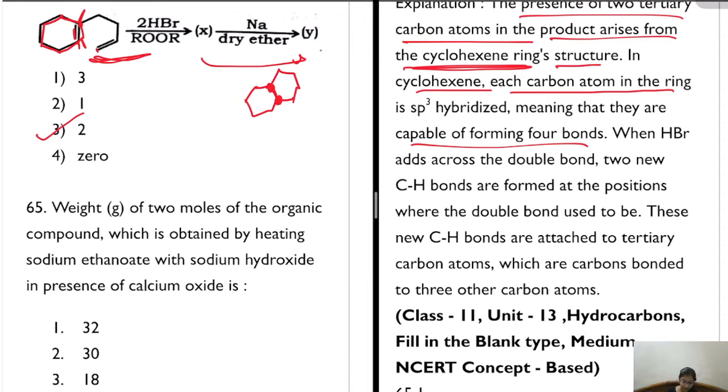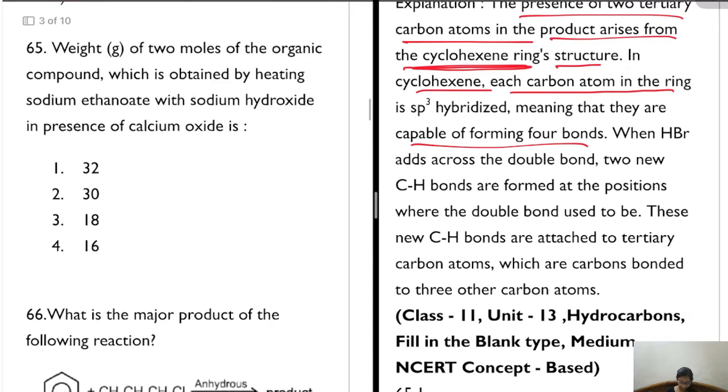Then we'll have the Wurtz reaction. A C-C bond will be formed. Okay, this will be the bond that is formed. So now let's see the next question.